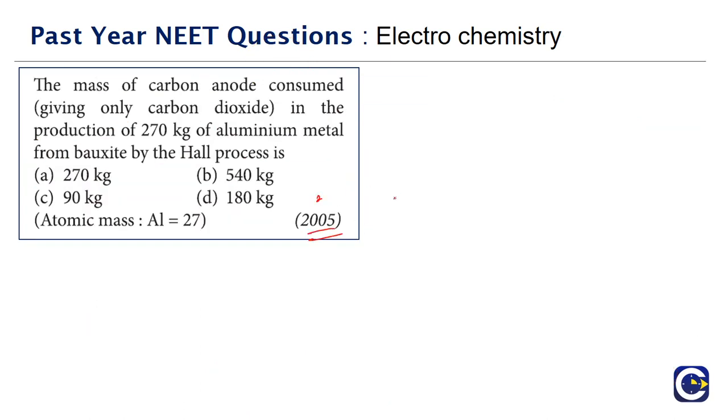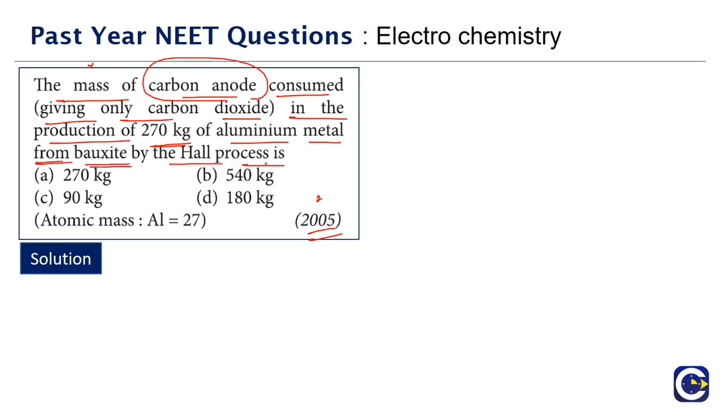Next we have a question that has come in the year 2005. The mass of carbon anode consumed giving only carbon dioxide. So carbon anode is getting consumed, producing only carbon dioxide in the production of 270 kg of aluminum metal from bauxite by the Hall's process.